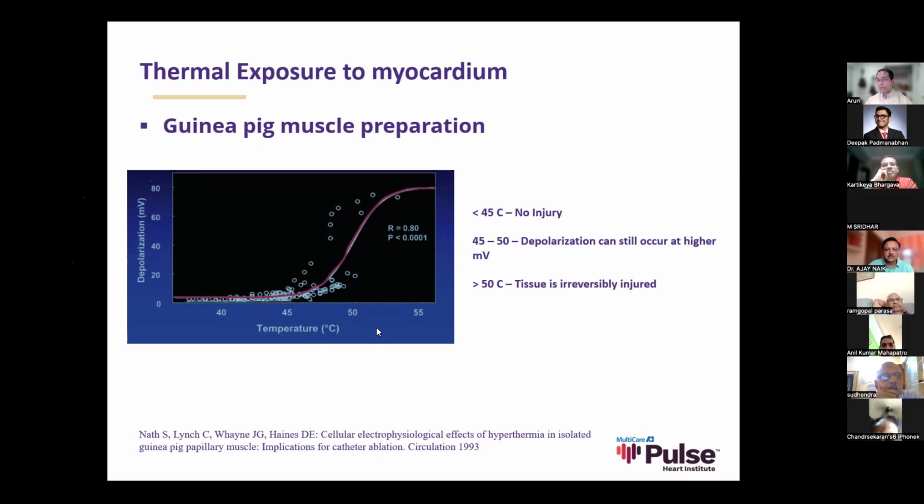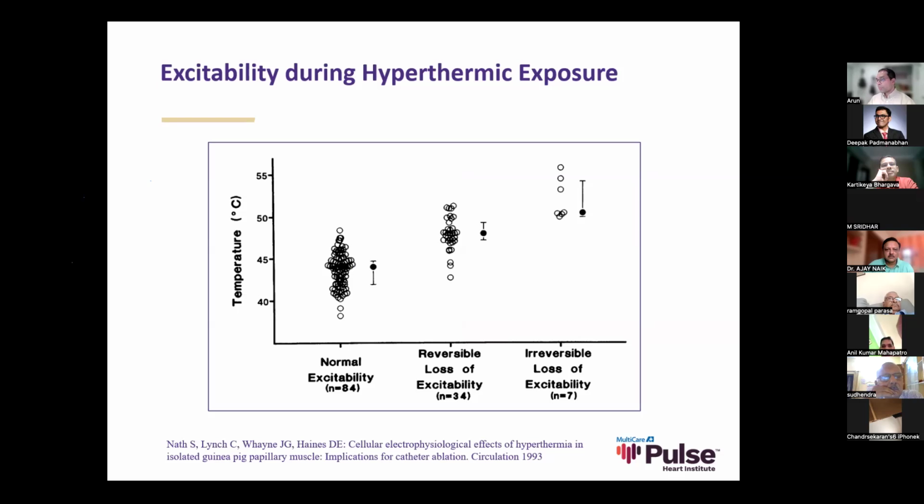You have to create a thermal lesion, and however we do it, we are trying to achieve this tissue temperature. This is again a slide from the same paper. Normal excitability, then at 45 degrees, and at 50 there is reversible loss of excitability, and beyond 50 to 55 you have irreversible loss of excitability.